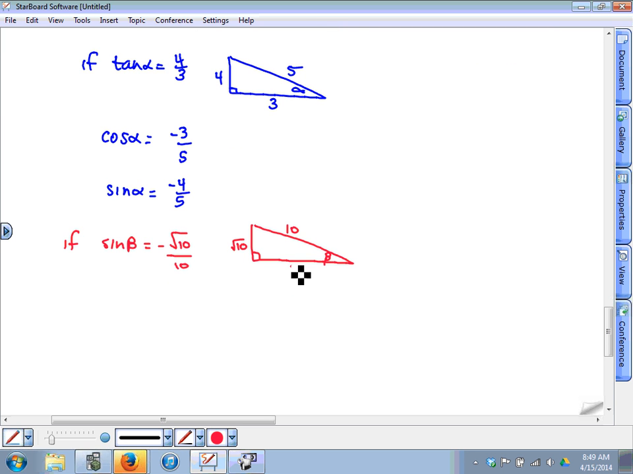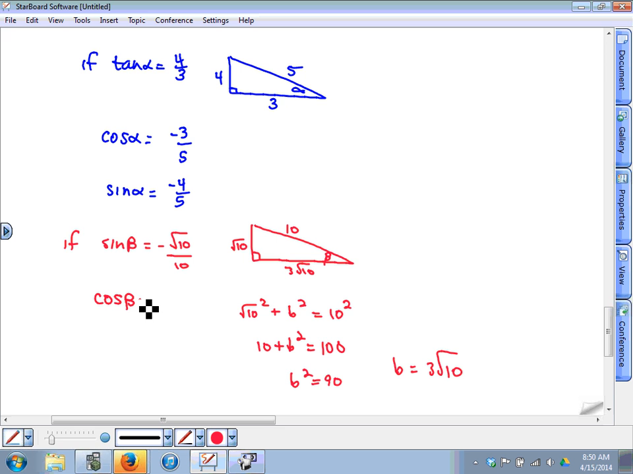Now you have to be careful when we're using the Pythagorean theorem. We're finding this missing side, which is not the hypotenuse, so it can't be C. It can be either A or B. It doesn't really matter which one you call it. I'm going to call it B. So square root of 10 squared plus B squared equals 10 squared. So this is 10 plus B squared equals 100. B squared then equals 90. So B is equal to the square root of 90, but we need to simplify that to 3 root 10. So the cosine of beta is 3 root 10 over 10.